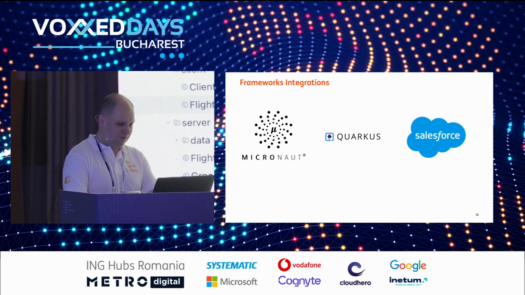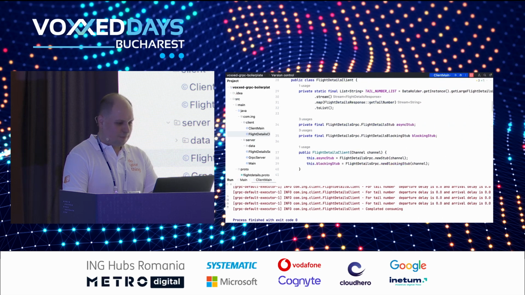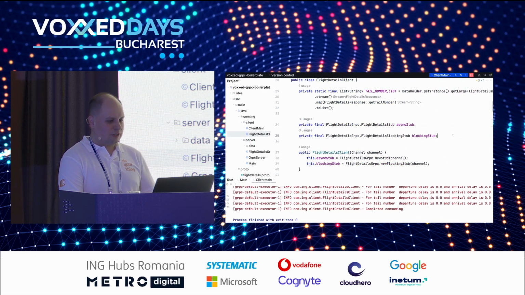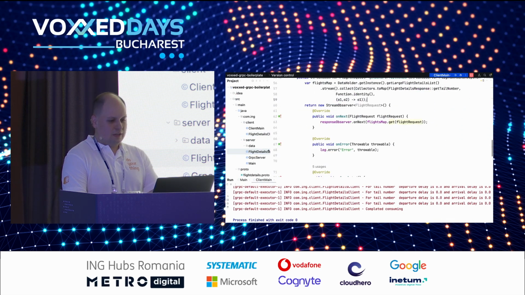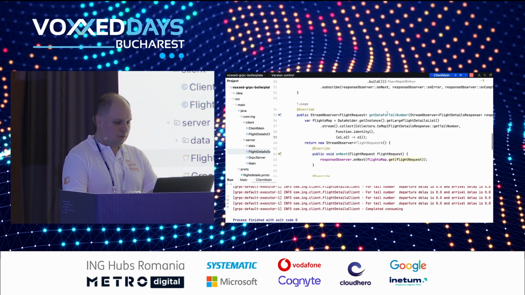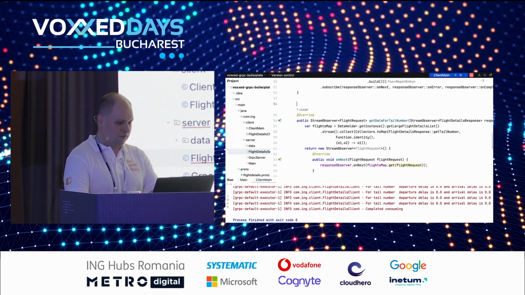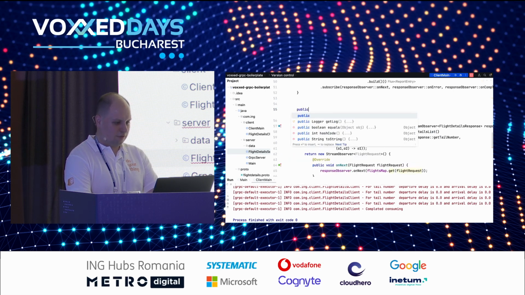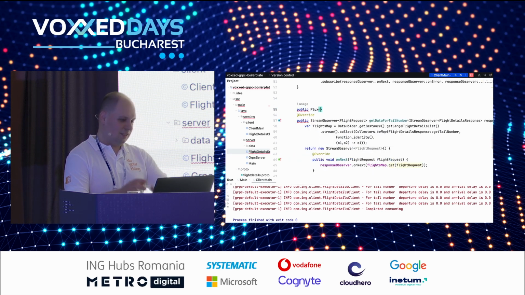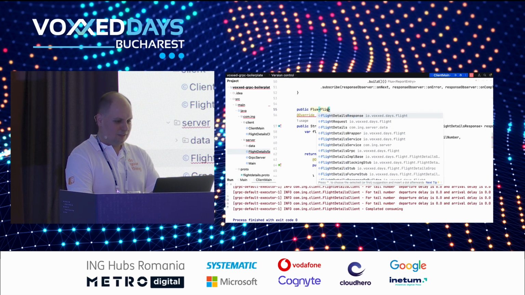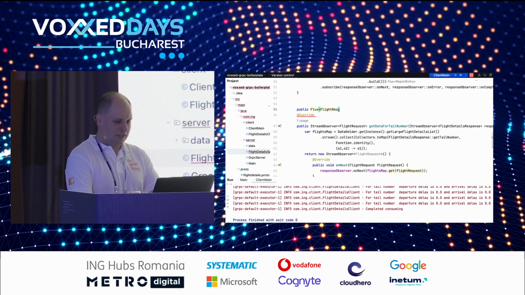It's very funny how easy it is. So in this situation where you have get data for tail number, here is the bi-directional one, and it looks like this in that implementation. You have a flux of flight response, so it's the other way around, and then you have get data for tail number, and you receive a flux with flight detail request.